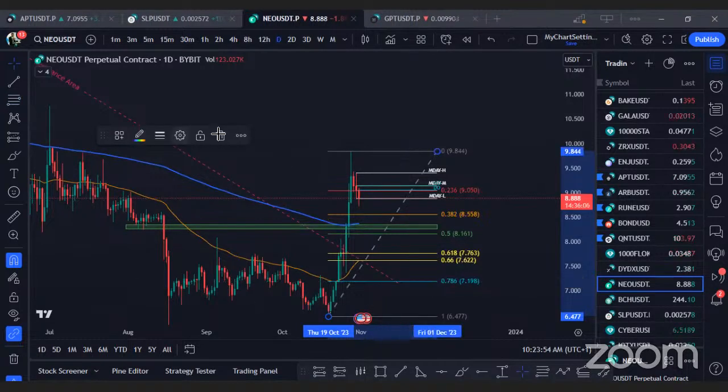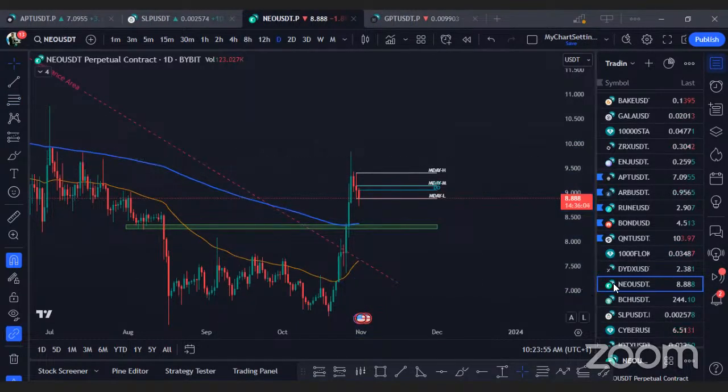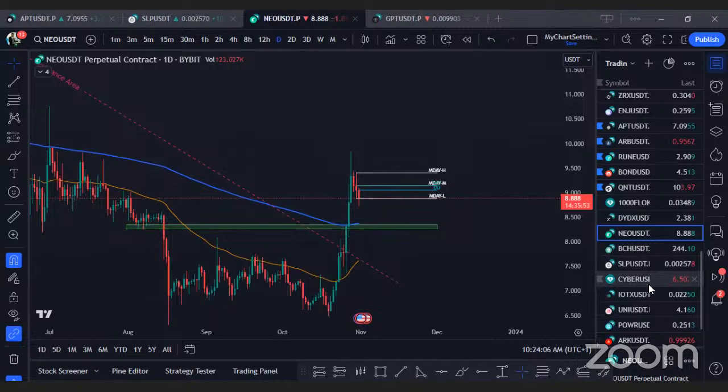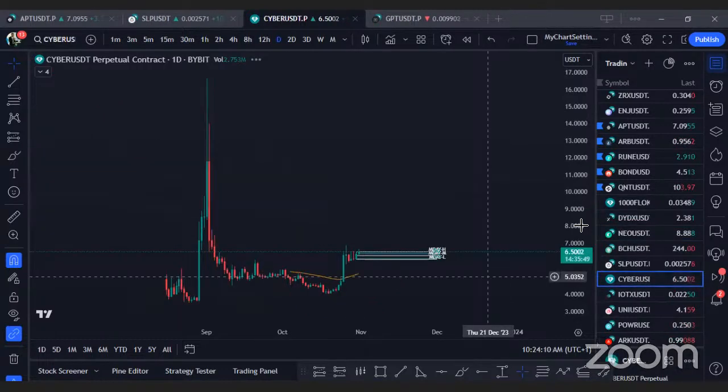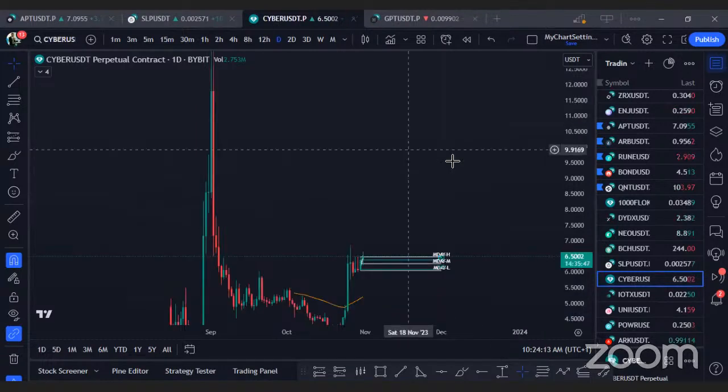Yeah, that 200 moving average should work. This is lining up with this support level. So if we do get that token down there, NEO, you'll be looking for long. Cyber, after I closed my trade, did it even hit my stop loss? It later went back up.